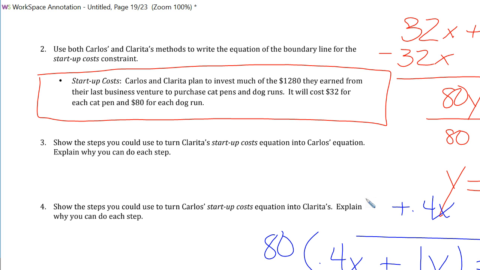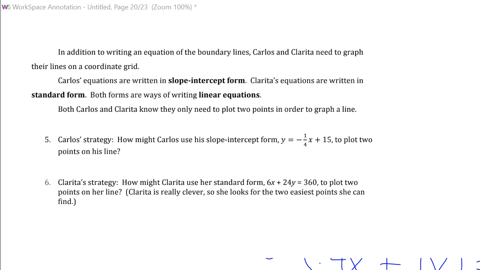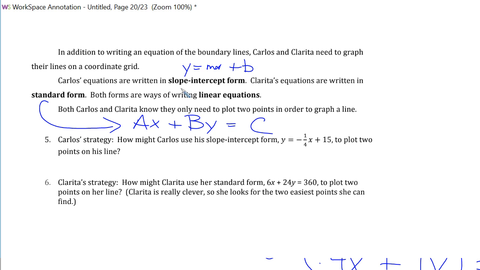Alright, so all you're doing in this chapter right now is you're working on changing things from slope-intercept to standard form. Almost done here, okay? Almost done. So, that's what this is telling you. Slope-intercept is y equals mx plus b, and standard form is ax plus by equals c, where a, b, and c are all integers. They have to be whole numbers. There's a reason for that, okay?